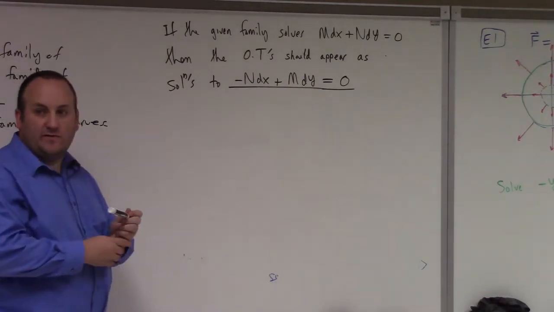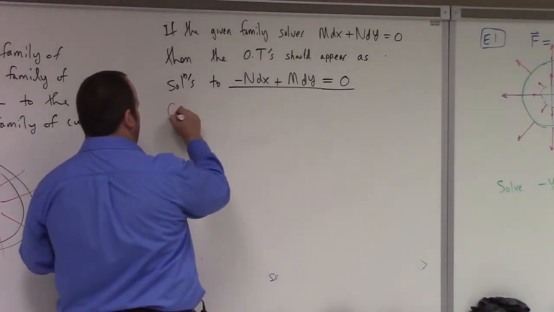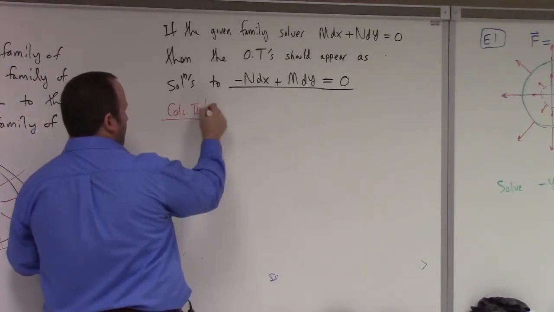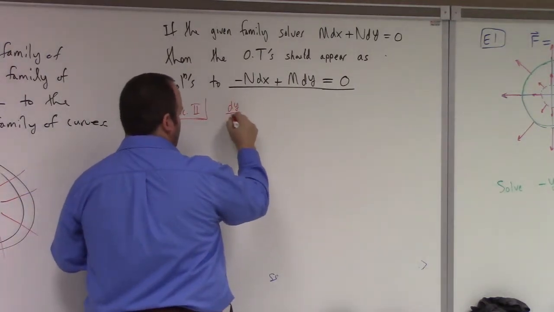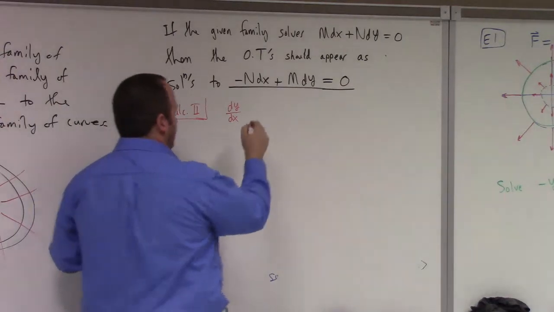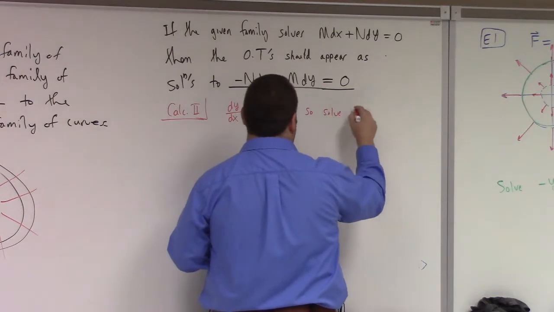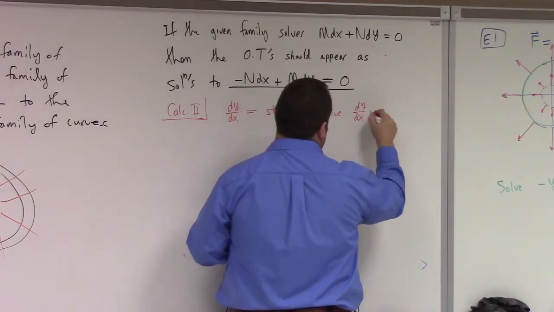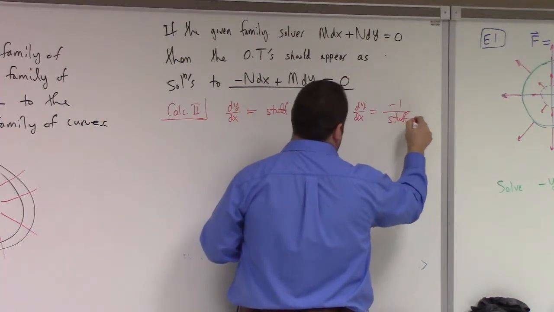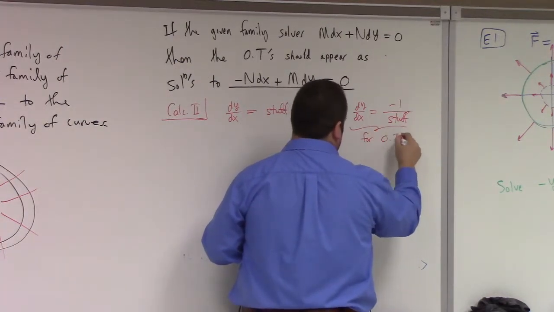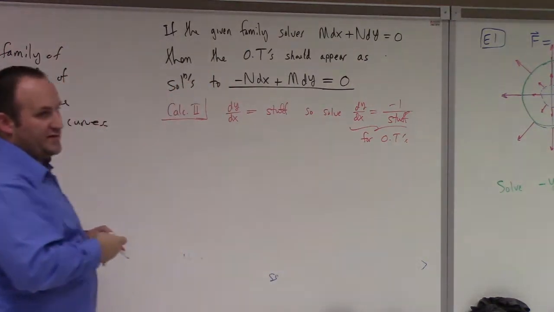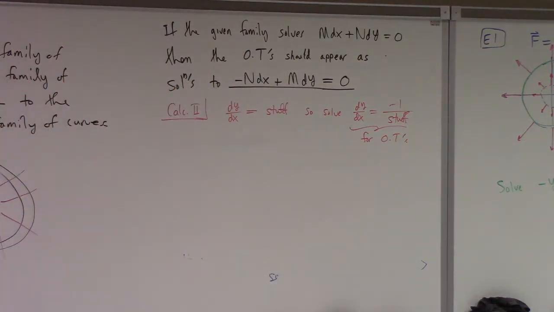Now, in calculus 2, how do I usually treat this? What I usually say is, you have dy dx of the given curve equals stuff, right? So solve: dy dx equals minus 1 over stuff for the orthogonal trajectories, right? Because then the slope will be minus the reciprocal of the original slope. That's what setting up orthogonal trajectories looks like if you've got dy dx sitting around ready to go.